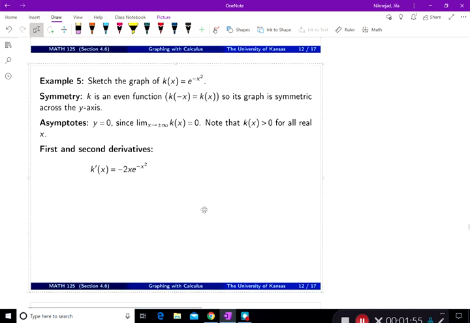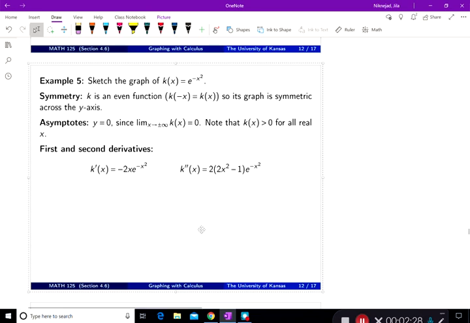Now, let's take the derivative of the function. The derivative of the function is the exponential itself times the derivative of the exponent, which is negative 2x. And then the second derivative is going to be a product rule. So the second derivative is the derivative of the first term, which is negative 2 times the exponential, plus negative 2x times the derivative of e to the power negative x squared, and you end up with this.